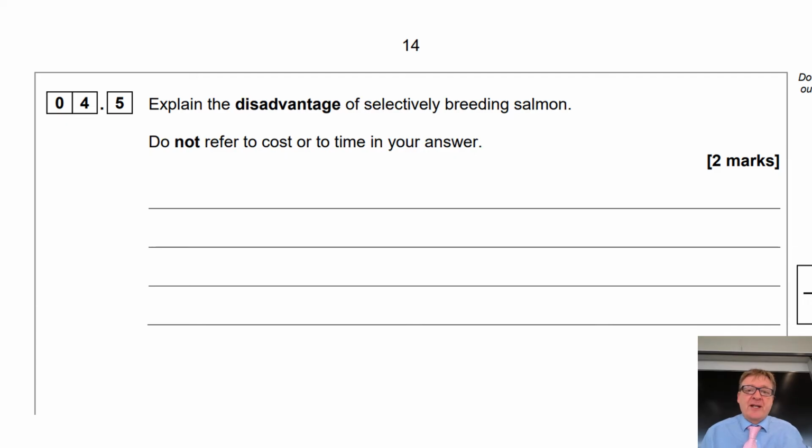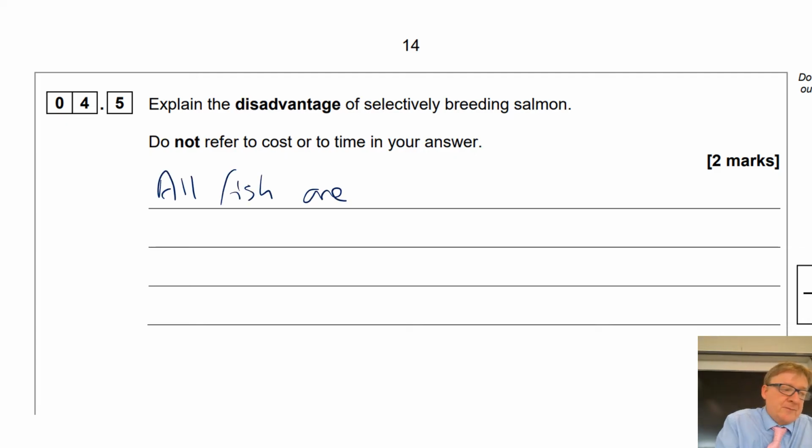4.5. Explain the disadvantage of selectively breeding salmon. Okay, right, so if we do start selectively breeding them, then all the fish are genetically similar.